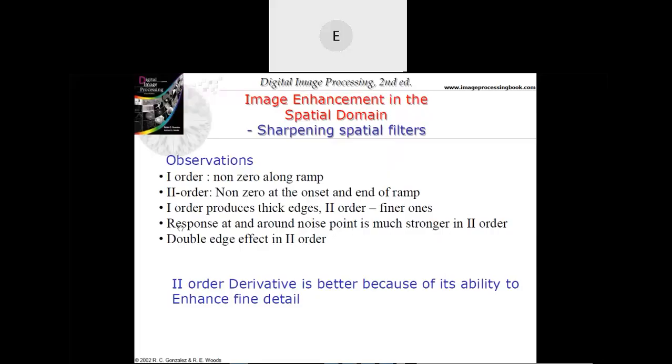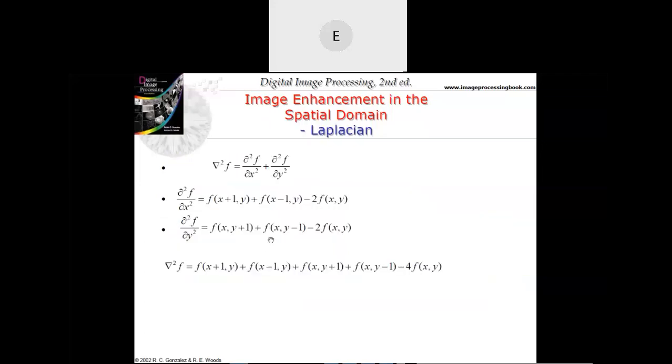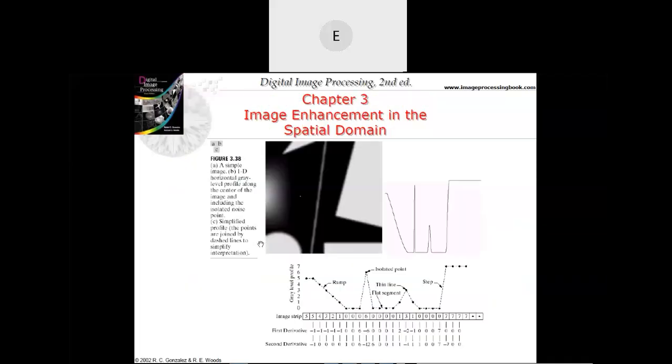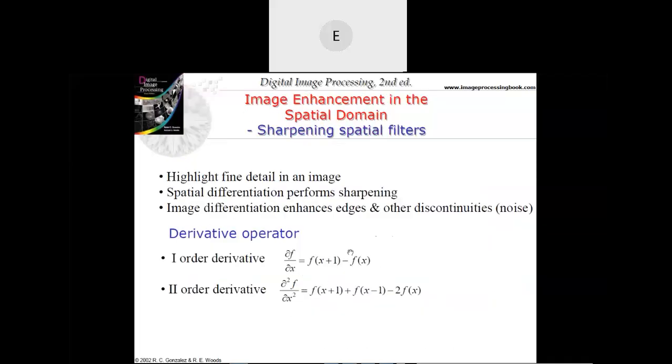So these are the various observations, and after looking at all of them, usually the second order derivative is used because it enhances finer details in an image. But the only thing is you should take care of noise. That means you should first apply some noise filtering technique and then use a second order filter.